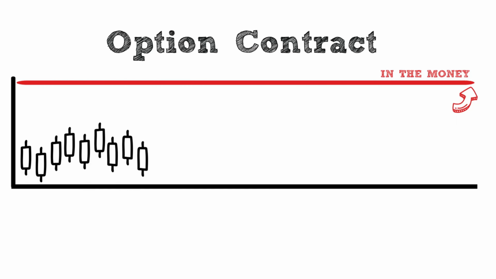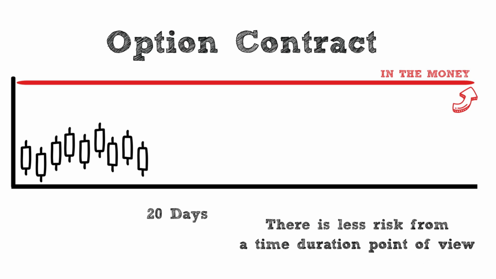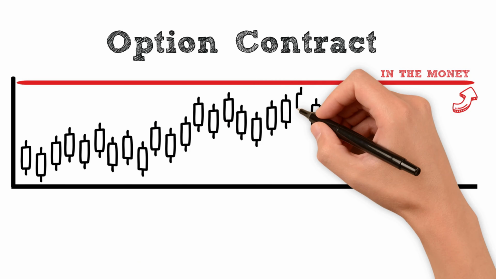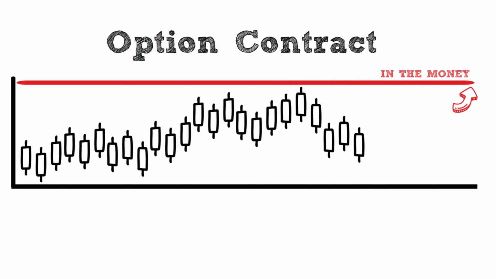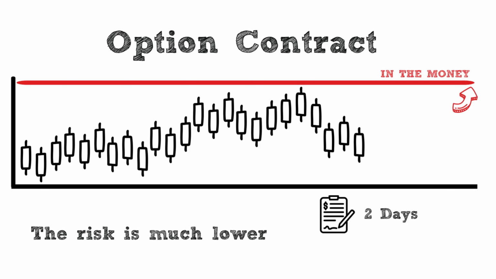The stock price hasn't breached the strike price, and now there are only 20 days remaining on the contract. That's only 20 opportunities to close in the money compared to 30 opportunities it was before. There is less risk from a time duration point of view. The premium of the contract isn't going to be as high. Now that contract is only worth 60 cents, which is really $60. The stock price hasn't breached the strike price, and now there are only 2 days remaining on the contract. That's only 2 opportunities to close in the money. The risk is much lower. Now that contract is only worth 10 cents, which is really $10.